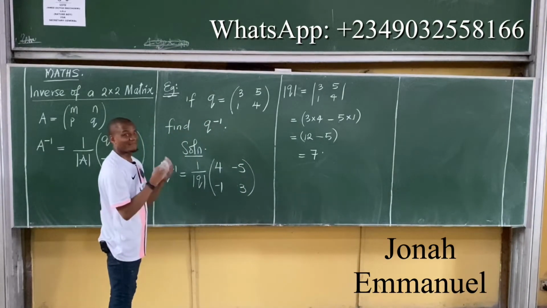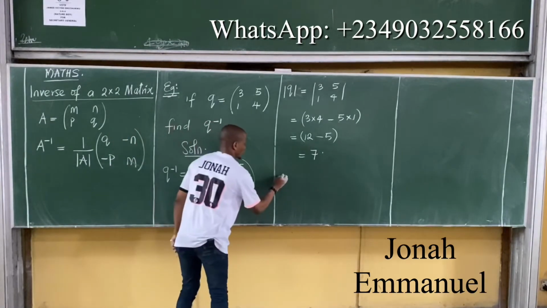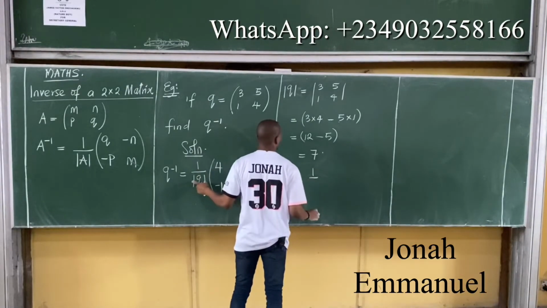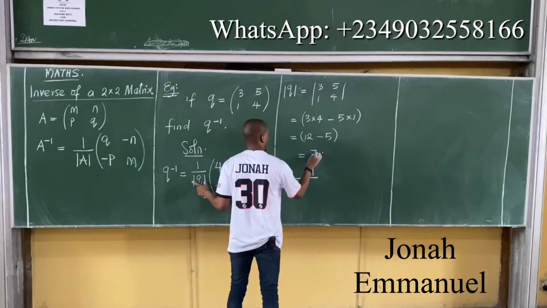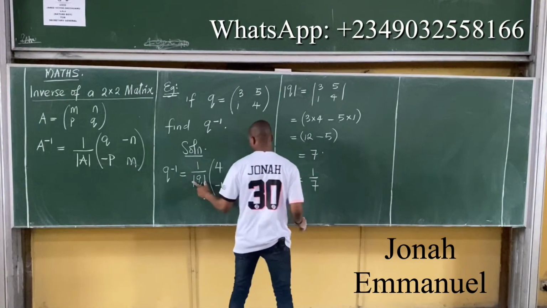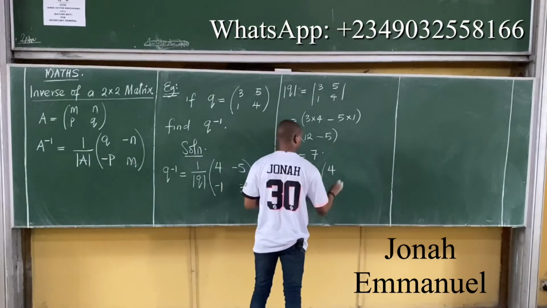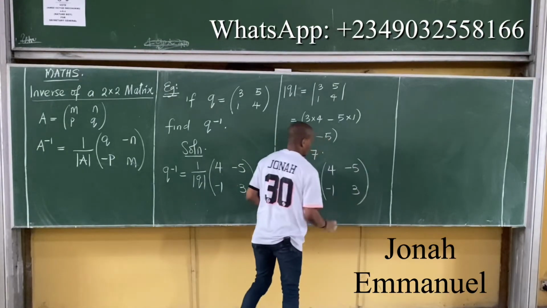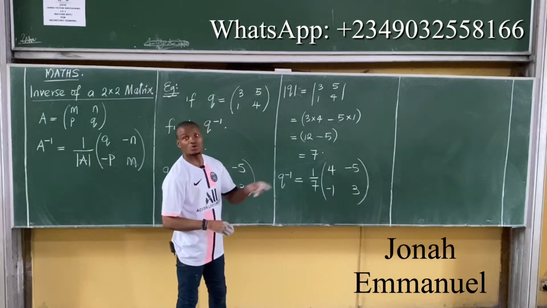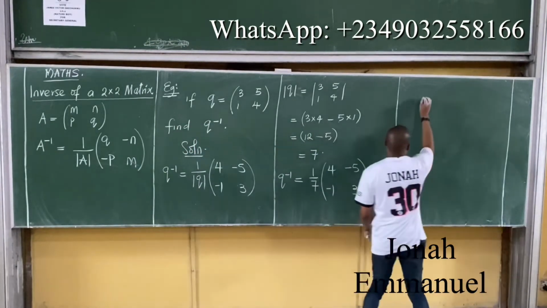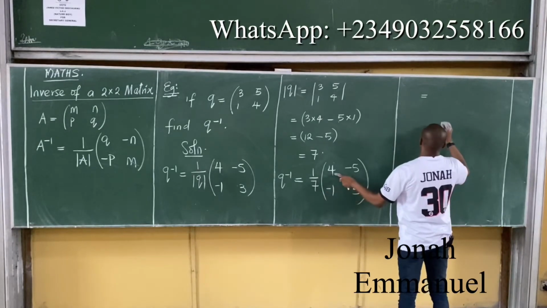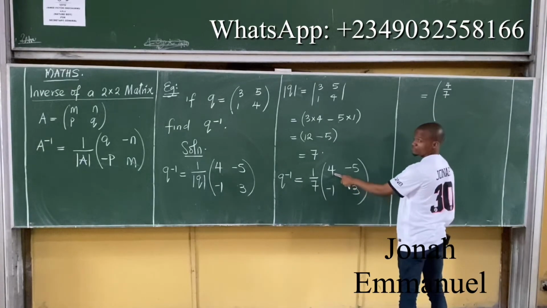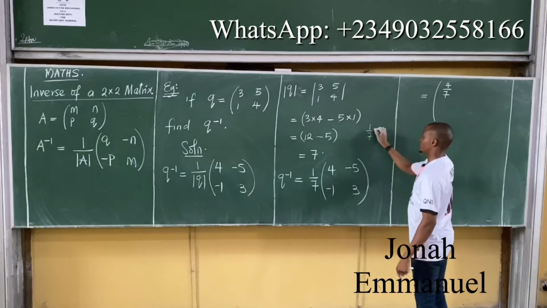Hence, we can now evaluate the inverse. So it means that Q inverse is equal to 1 all over the determinant of Q, which is 7, into the matrix 4, minus 5, minus 1, 3. This is your answer, or you could go further. It is equal to 1 over 7 times 4, which is 4 over 7. True? Yes. 1 over 7 times 4.